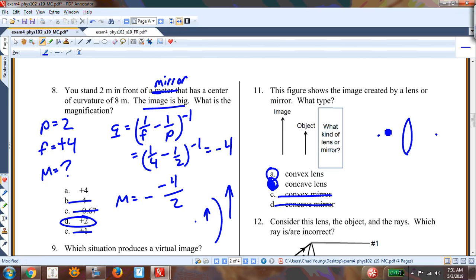And so that would look like this. It's like a magnifying glass. My object goes here and my image goes here. Actually, I'm going to change this so that the image comes over here. That would be more correct. Okay, so it's a convex lens. It's like a magnifying glass.